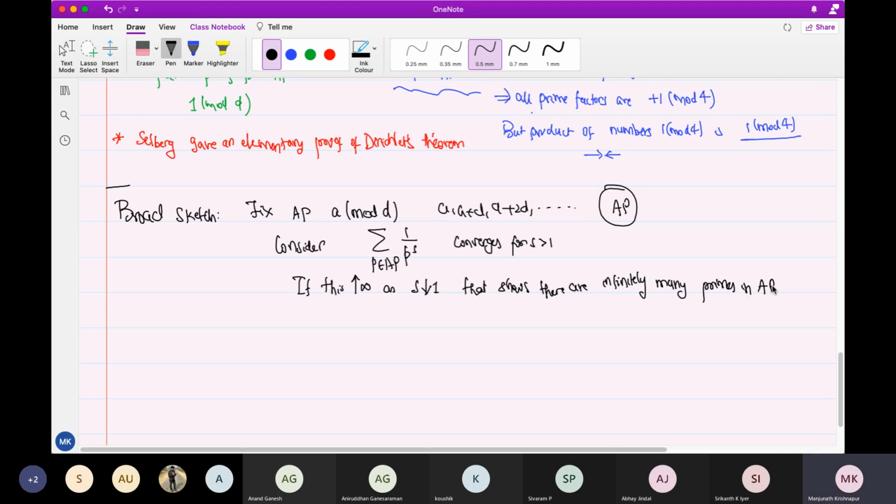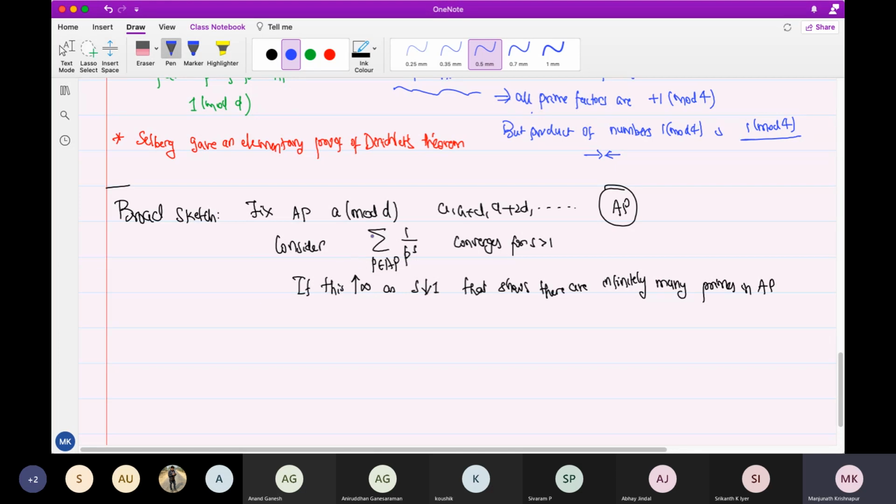In the arithmetic progression, if there are only finitely many, there is no way it can blow up. It will just converge to the sum of the reciprocals. So the question is, can we do something like Euler did?